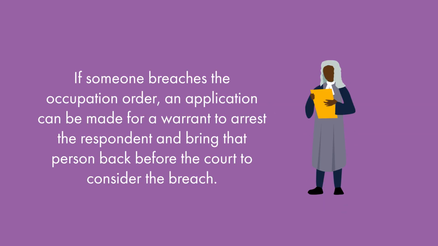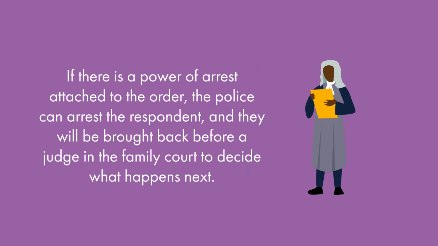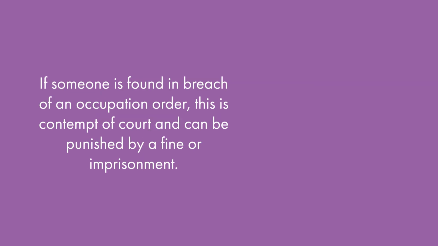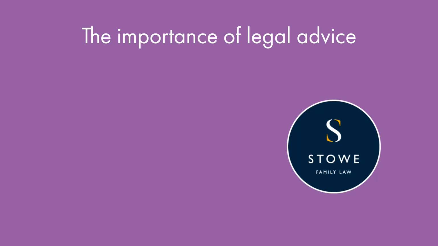If someone breaches the occupation order, an application can be made for a warrant to arrest the respondent and bring the person before the court to consider the breach. It is always possible to have a power of arrest attached to the order or certain sections of the order. The court can action this if the respondent has used or threatened violence. If there is a power of arrest attached to the order, the police can arrest the respondent and they will be brought back before a judge in the family court to decide what happens next. If someone is found in breach of an occupation order, this is contempt of court and can be punished by fine or imprisonment.